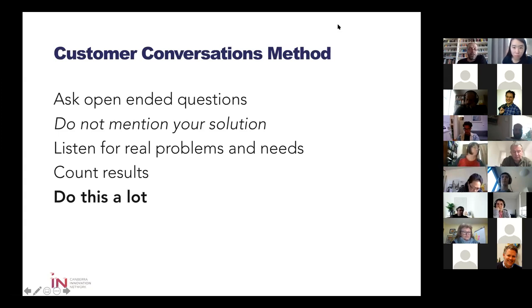As somebody already said, you need to do it a fair bit. Do it a lot and count the results. Count the results, right? I want a number. I spoke to this many people, and I want notes on which people were super, super excited by the idea or super upset by the pain point I think they've got. Does that make sense?